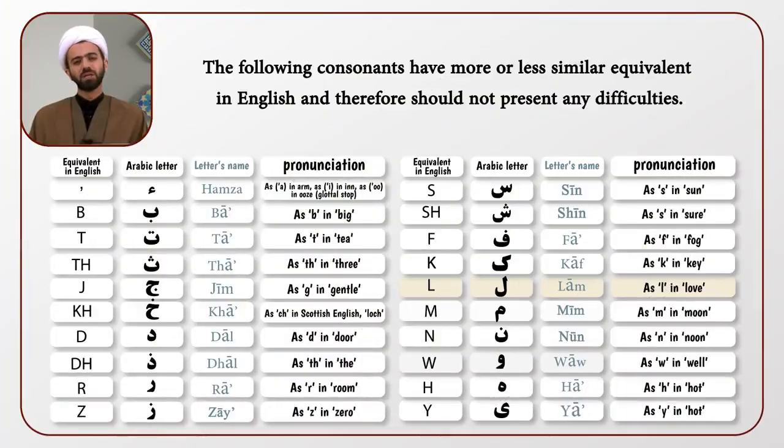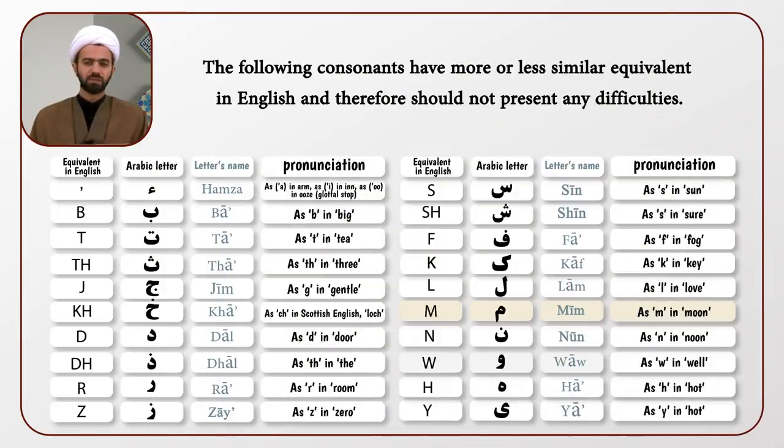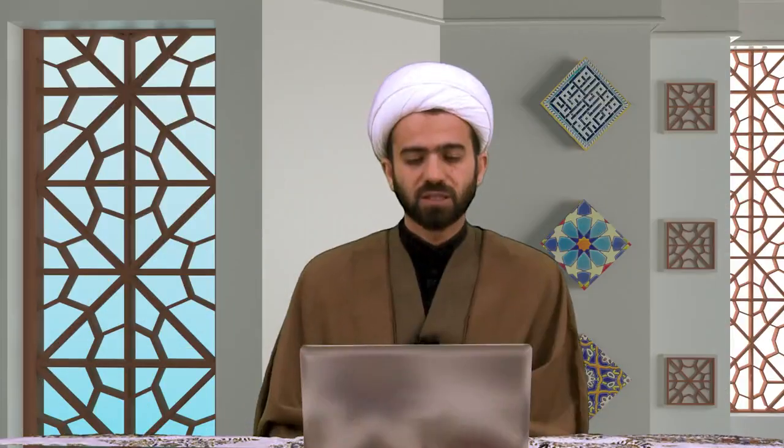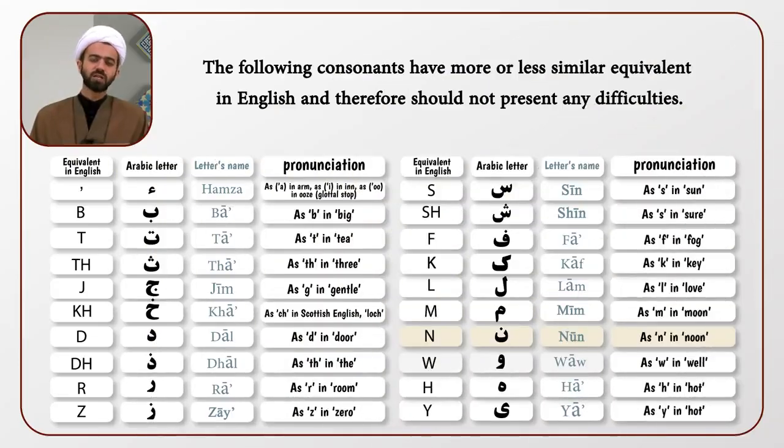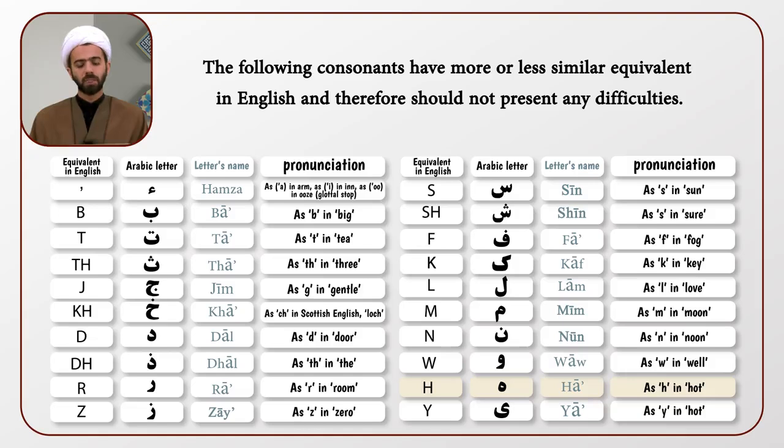The next character is lam. Lam is the name of sound l, like what we have in English, live, or lock. The other character is meme. Meme is the name of the sound m, like what we have in English, monkey, or money. The next character, noon. Noon is the name of n, like what we have in English, noon. Another character is ha. Ha is the name of sound h, like hot in English.